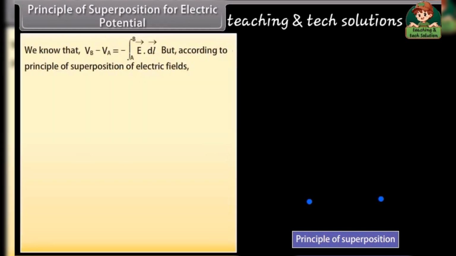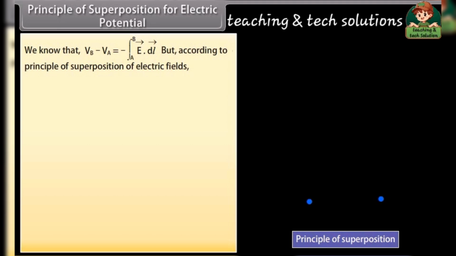Principle of superposition for electric potential. Let us consider 2 point charges +Q1 and +Q2. Take any 2 points A and B in the combined electrostatic field of 2 charges Q1 and Q2. Choose a curve L between A and B. We know that V_B minus V_A is equal to minus integration from A to B of E vector dot dl vector.